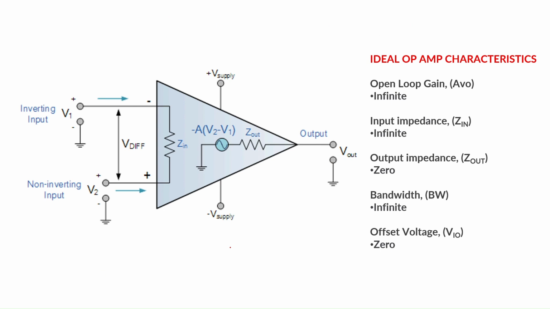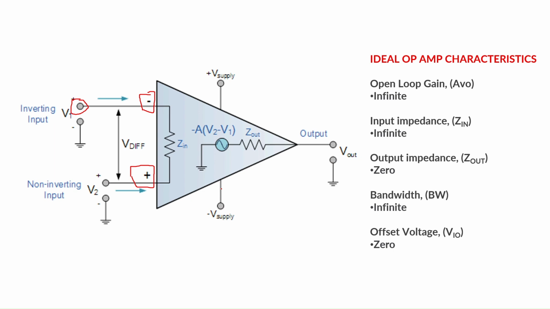This is the equivalent circuit of the symbol of the operational amplifier. This one is the inverting input, denoted by the negative sign. This negative sign denotes that this terminal is the inverting input terminal. This positive sign denotes that this terminal is the non-inverting input terminal. Then this is the positive voltage supply and this is the negative voltage supply. These two biases are applied for the op amp.